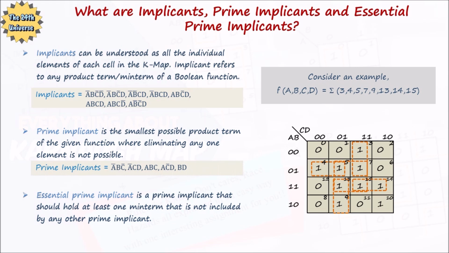Prime implicants are A bar B C bar, A bar C D, ABC, A C bar D, and BD. The total number of prime implicants is 5. The essential prime implicants are A bar B C bar, A bar C D, ABC, and A C bar D. The total number of essential prime implicants is 4.